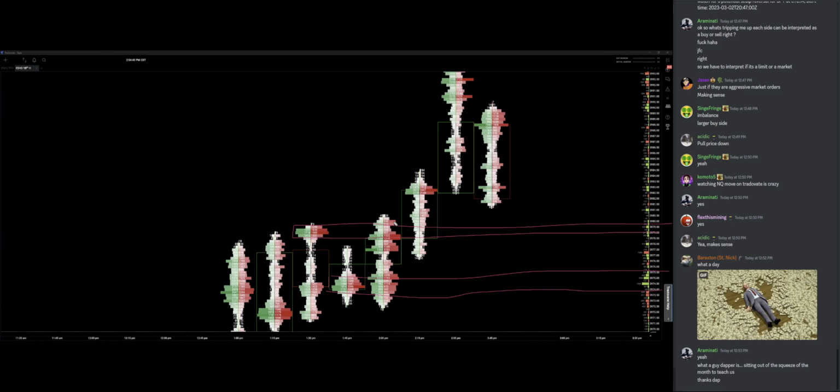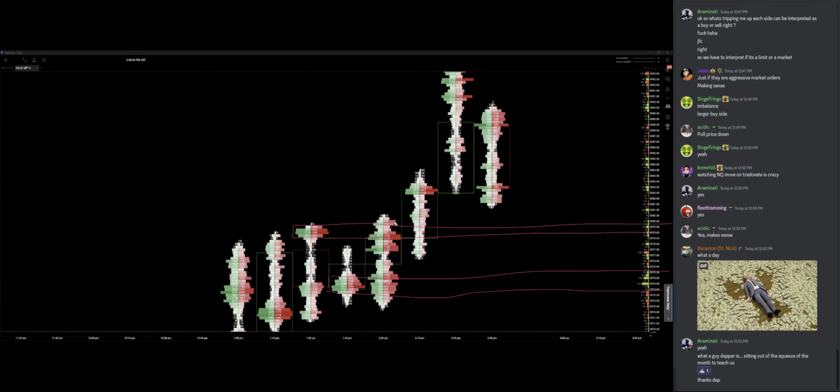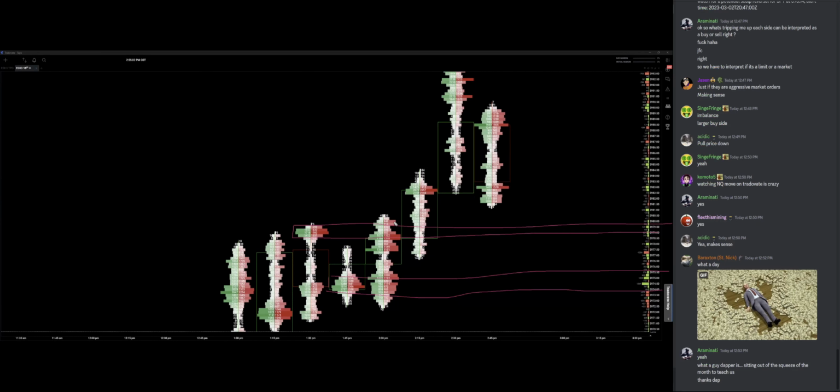Hopefully this is making things make more sense. I cannot stress enough: view everything as this interaction between market and limit buys and sells, because that is what it is. And if you can understand that, everything else will make sense.